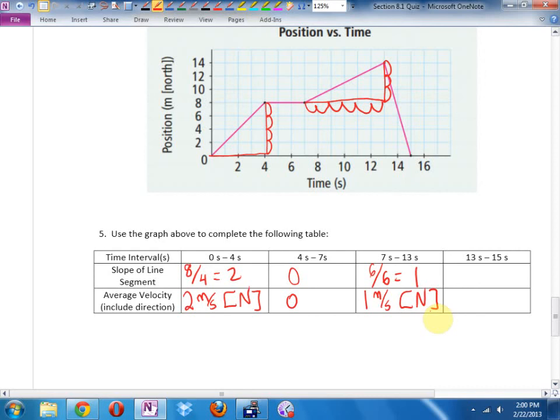From 13 to 15 seconds, I would do this right away. It's negative, it's downhill. What's my rise? 7 squares times 2 apiece. I think my rise is negative 14. What's my run? I think my slope is negative 7. So my velocity is negative 7 meters per second, or 7 meters per second south.